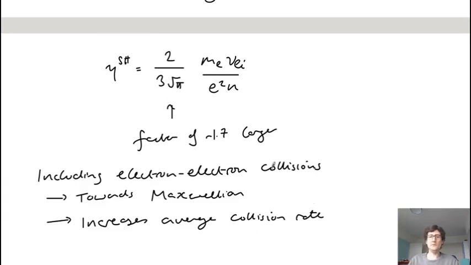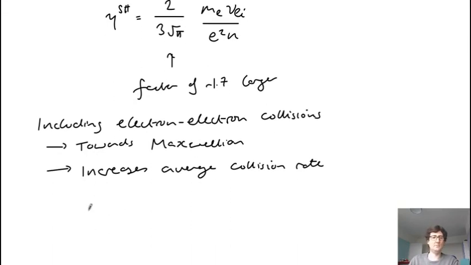When you include the electron collisions, which the Spitzer-Härm calculation does, this pushes the perturbed distribution function towards Maxwellian, and it's the tails of the distribution function that get squashed to lower velocities. And since the velocity is smaller, the average collision rate goes up, and so the resistivity is increased. This is because the collision rate nu_ei goes roughly like 1 over the velocity cubed, and so by decreasing the average velocity, you increase the collision rate.